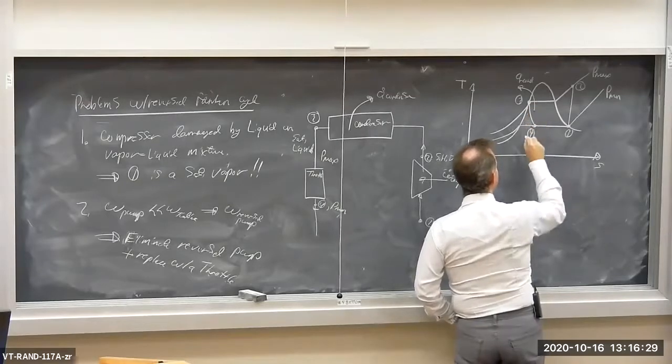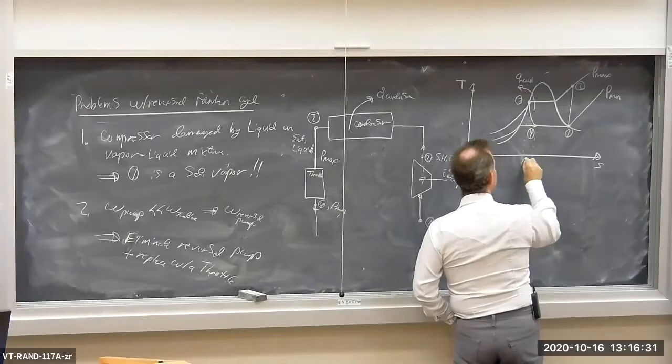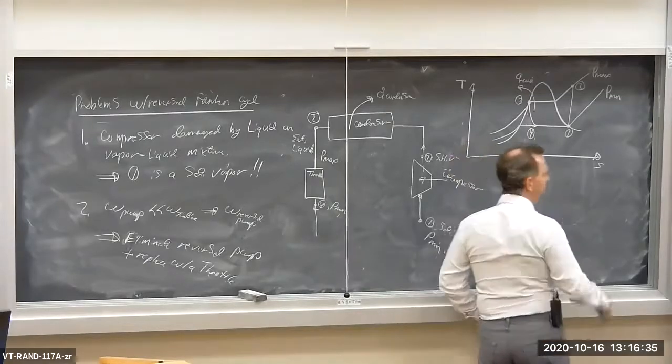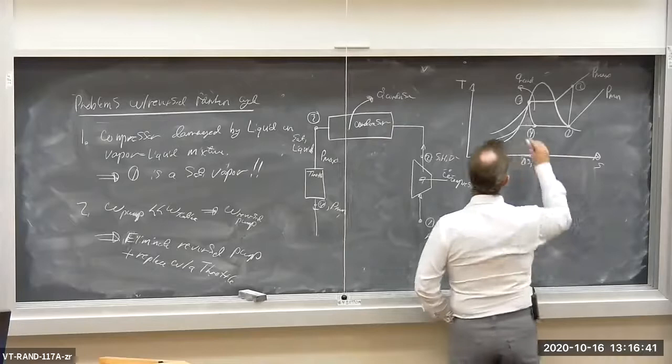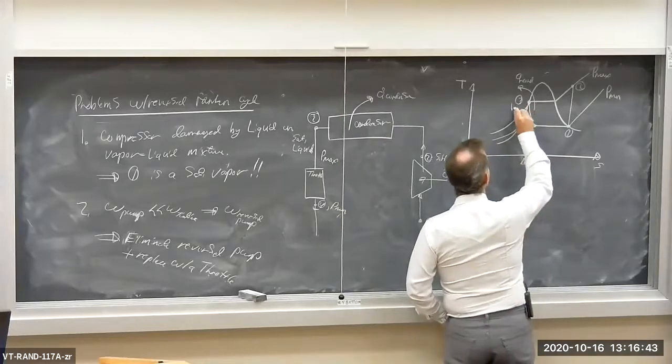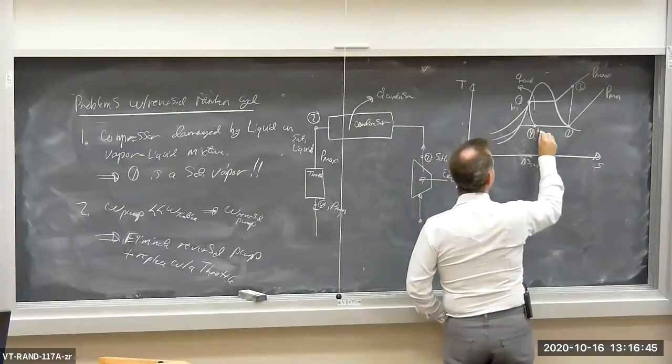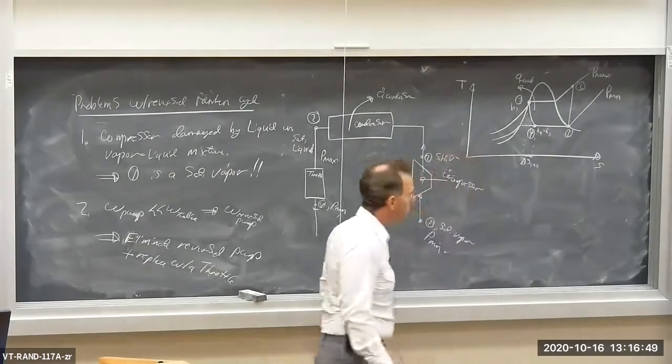Entropy goes up. So this is delta S from 3 to 4. Entropy goes up. Temperature and pressure fall. Enthalpy is the same. So note H3 and H4 are the same. So H3 is equal to H4.